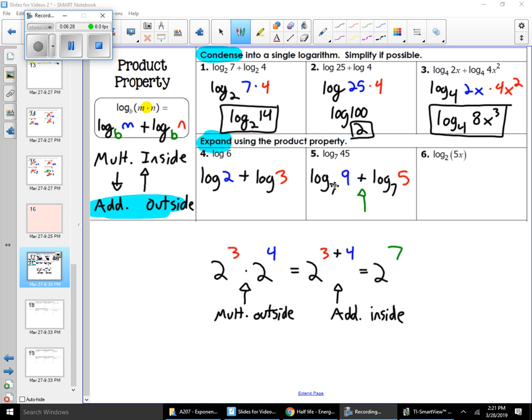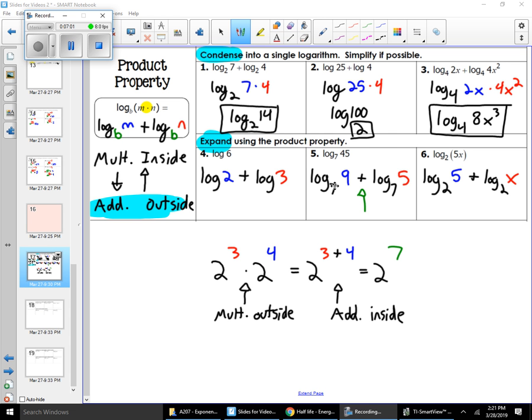Number 6 is more aligned with the things that we're going to do when we start solving equations. Note I have log base 2 of 5x. So that's going to wind up being a 5 times x, or multiplication inside. That becomes addition on the outside. Log base 2 of 5 plus log base 2 of x. That's a lot more like something we will actually do when we start solving equations in order to isolate our variables.